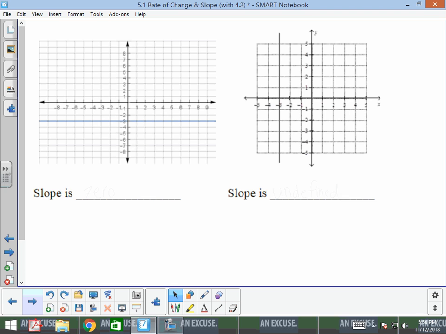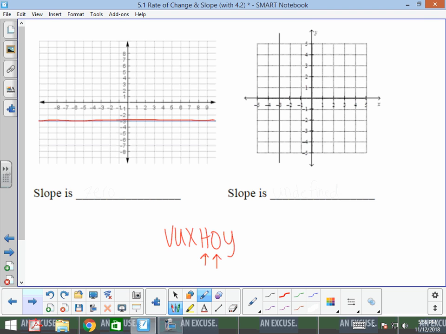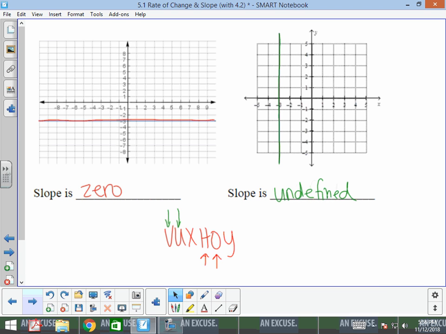All right, and on these, I want you to notice that our lines, first on here, the line here is horizontal. So remember Vuxhoy. If it's a horizontal line, then it has a 0 slope. So here the slope is 0. Over here on this one, here's my line. It's kind of hard to see. That is a vertical line, so it has an undefined slope. Okay? All right, so we'll stop here before we go to the next video, which is examples of your homework problems.